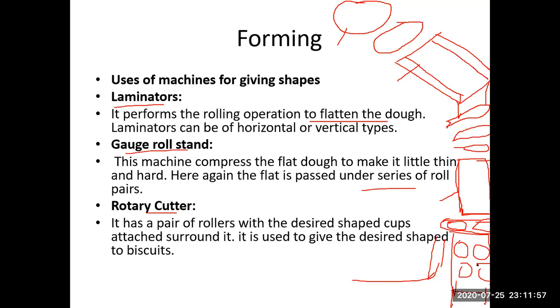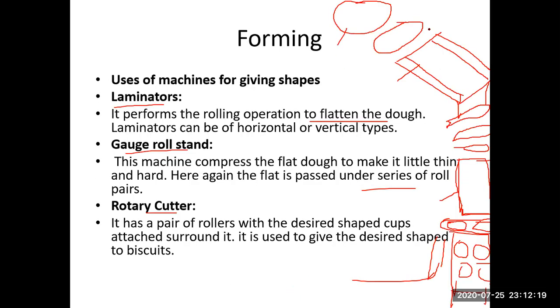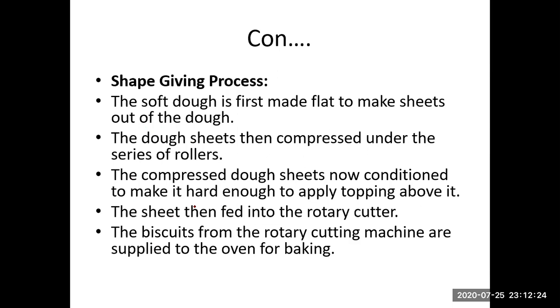Your videos also mention it. Whenever you check them, you will be clearer about that, and I will also clarify it in your next image. So that was the functions of our machines. And if you think about the shape giving process, I already mentioned that it is written there how the shape is given. The soft dough is first made flat to make sheets, then compressed under a series of rollers, that is gauze rolls, and that is the function of the laminator.